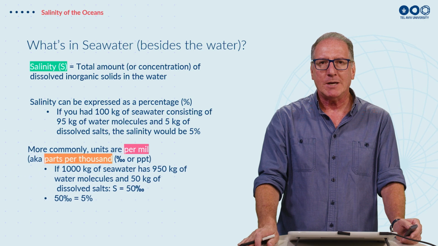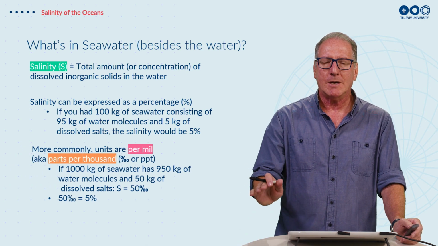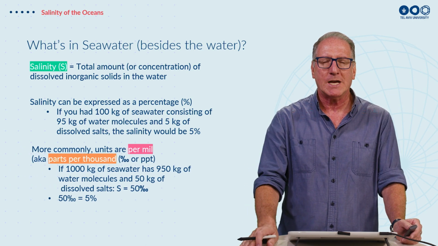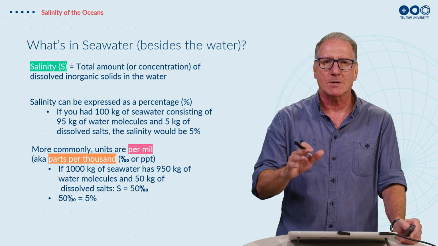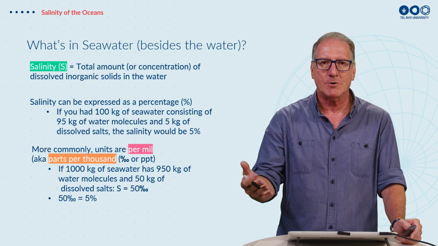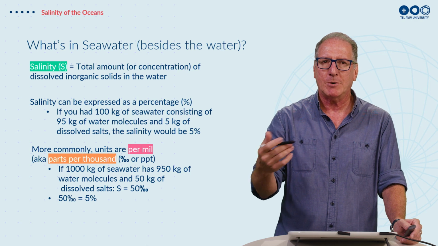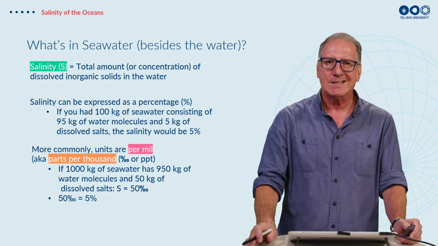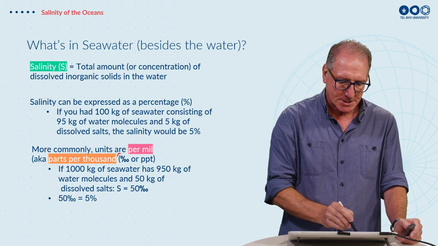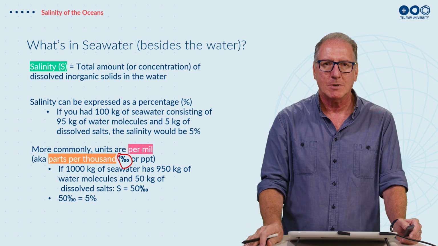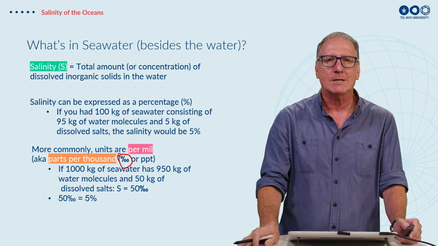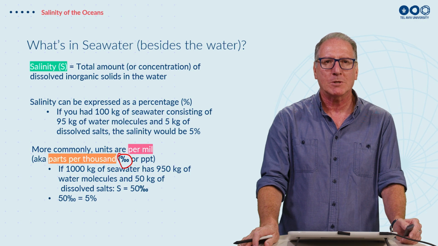But generally, we use a unit called per mil, which is how many parts out of 1,000. Percentage is how many parts out of 100. So per mil is how many parts out of 1,000. It's written similar to a percentage sign, but it has two little zeros at the bottom. So it's a slightly different sign when we talk about per mil.